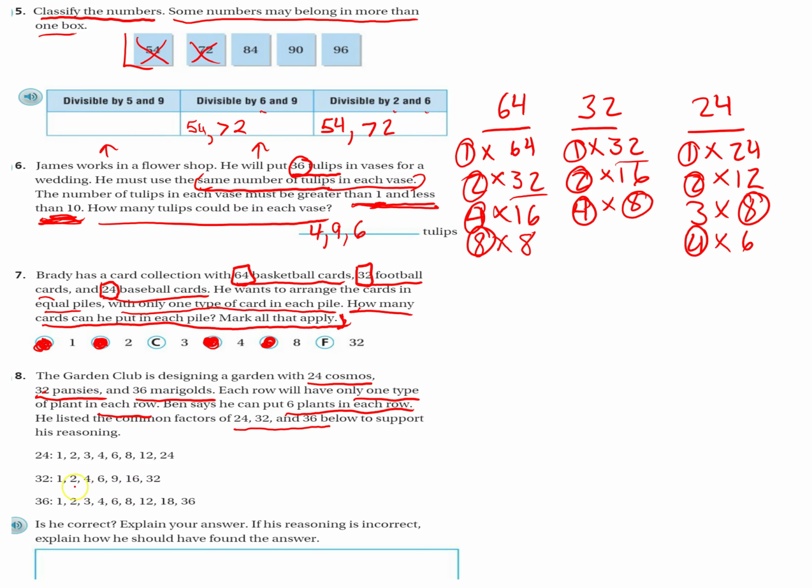1 times 32, 2 times 16, 4 times 9, what did he do there? 9 times nothing will give you 32. So that has me worried. And then 6 times what will give you 32? Oh yeah, it looks like these aren't factors. 6, 12, 18, 24, 30, 36. 6 is not a factor of 32. So is he correct? Well, first part of that is no.